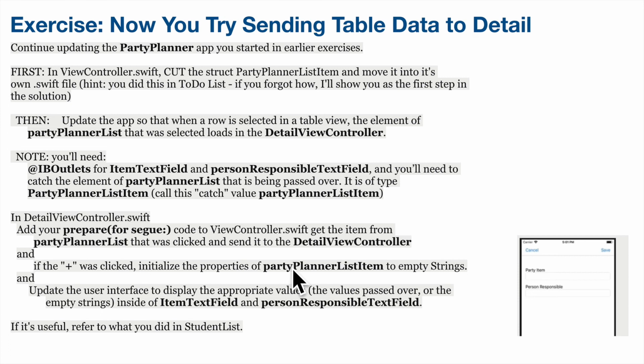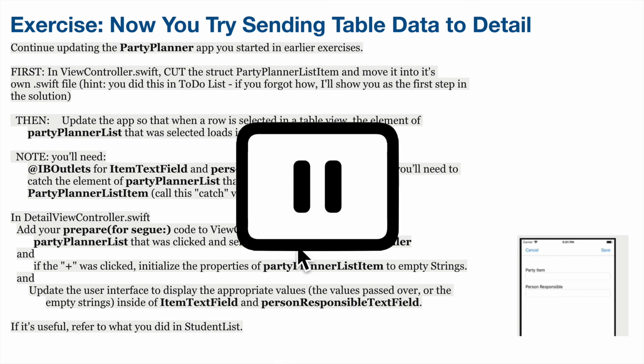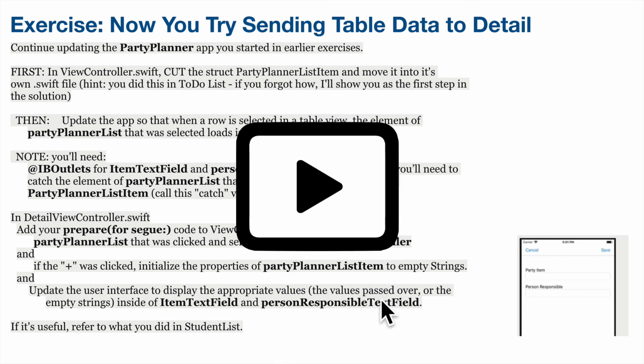If you click on the plus, you want to make sure that you check to see if you passed over nil and then initialize the properties of your party planner list item to empty strings. Then you want to update the interface so you're either showing the empty strings or the values you passed over in party item and person responsible. If you need to, go back and refer to your student list to get this done. Pause. I know you can do it. Let's see how you did.